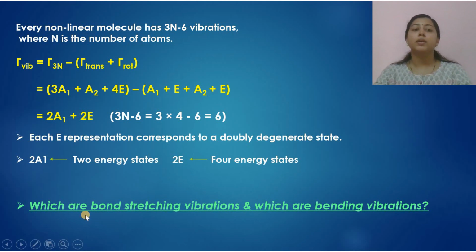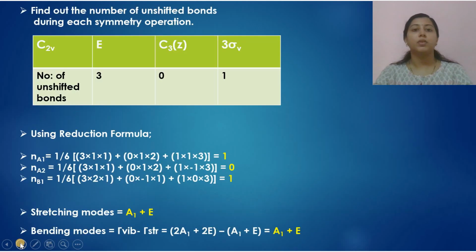Now next is to find out among these 6 vibrational modes which are bond stretching vibrations and which are bending vibrations. So to find out the stretching vibrations, we have to determine the number of unshifted bonds during each symmetry operation. There are 3 bonds. Now during an identity operation, the 3 bonds will remain unshifted and hence the number of unshifted bonds is 3. Now while doing a C3 operation, all the 3 bonds will get shifted and hence the number is 0. And finally during a sigma V, only 1 bond will remain unshifted.